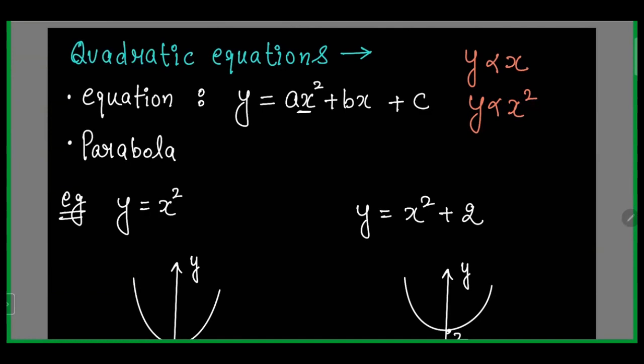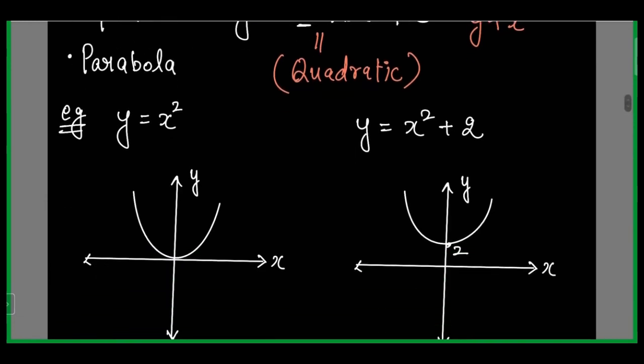So when the equation is quadratic, these kinds of equations are known as quadratic equations. So when the equation is quadratic, the graph that you get is a parabola. Okay, so let's practice it. So the first example you can clearly see is y equals x square.